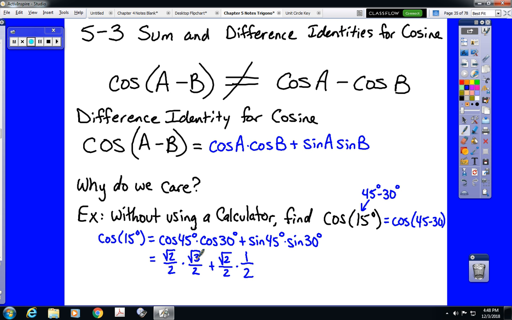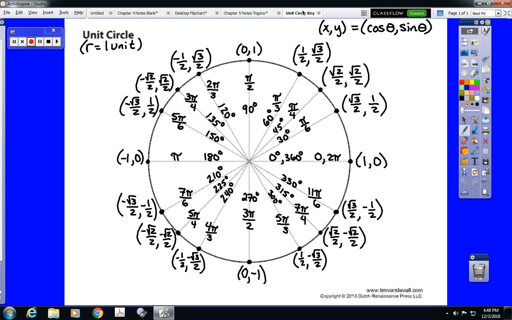Root 2 times root 3 would be root 6 over 2 times 2, which is 4, plus root 2 times 1 is root 2 over 2 times 2, which is 4. Those fractions have a common denominator, meaning our final answer would be to combine the numerators, which they don't even really combine, so we just write root 6 plus root 2 over 4. That is the exact value of the cosine of 15 degrees, and we did not need a calculator to do that. We just needed our unit circle.